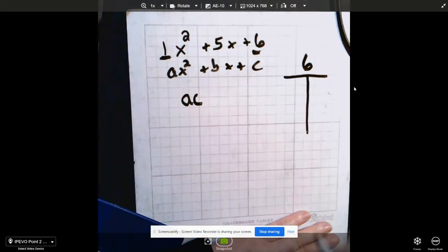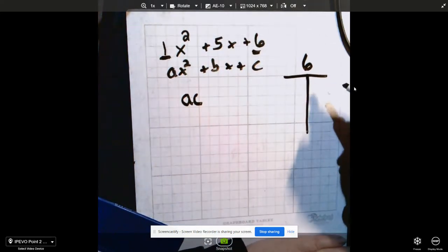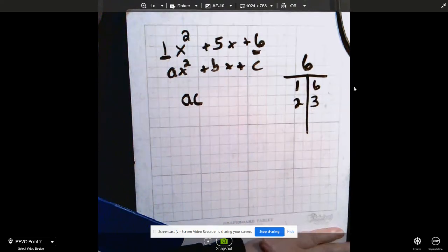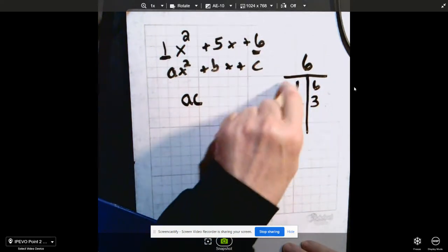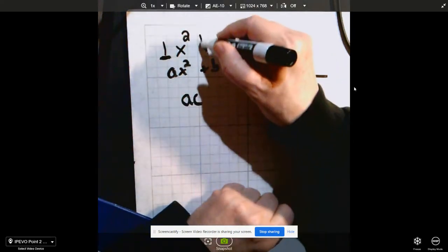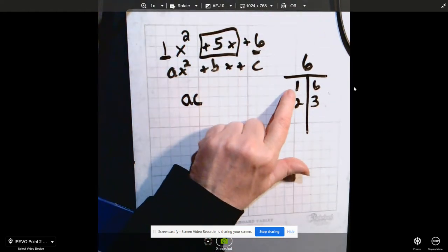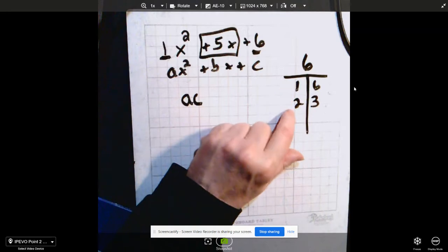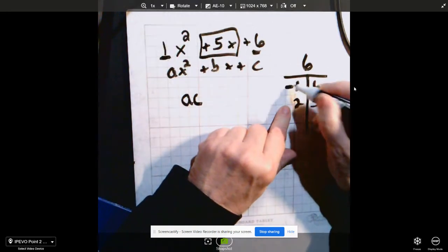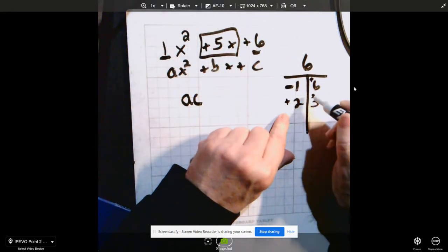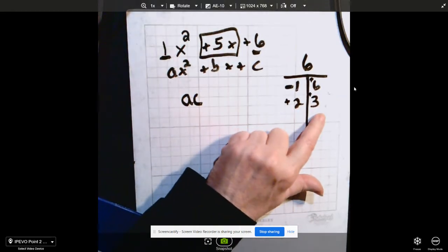And then I'm going to make a little chart. I'm going to try and find all the factors of 6 I can think of. So 1 and 6, 2 and 3. I can't think of any others. And then I'm going to see which one, if I add or subtract these numbers, would possibly get me to my middle one, which is a 5 or a 5x. Well, let's see. In this case, I kind of have options. I could go -1 and a +6. That would get me to a +5. Or I could go +2 and +3, and that would get me to a 5.